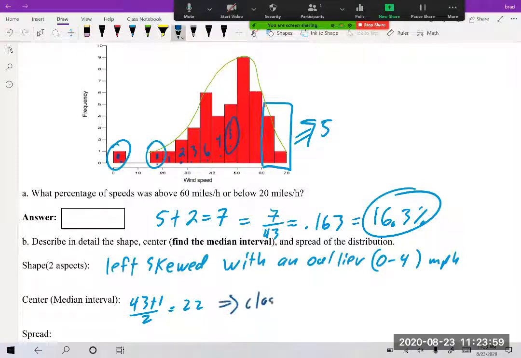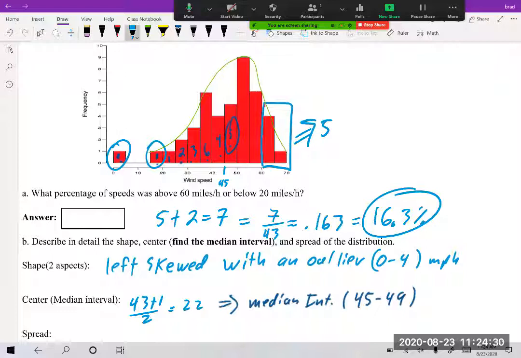So the median interval, oh no, that's not from 40 to 44. That's 45 to 49. That's this one right here, right? So that would be 45 right there. So that would be from 45 to 49.